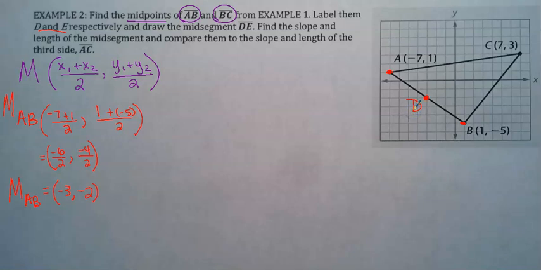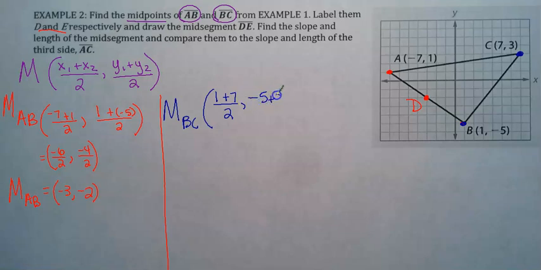There is our midpoint D. All right, next up, we need the midpoint of BC. So now we're looking at B and C. We're adding our x values here, so 1 plus 7 divided by 2. That'll give me my new x coordinate. And adding our y values, so we're going to do -5 plus 3 divided by 2. That's going to give us our new y value.